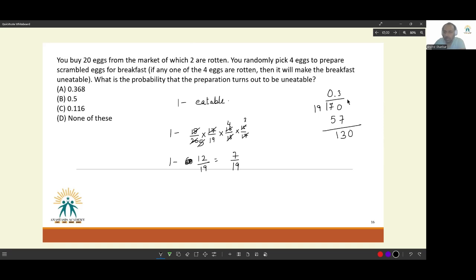130, so 19 into 6, 114, 160, so 8, 152, 80, gets me to 4. So 0.368 is fine. Answer is option A.